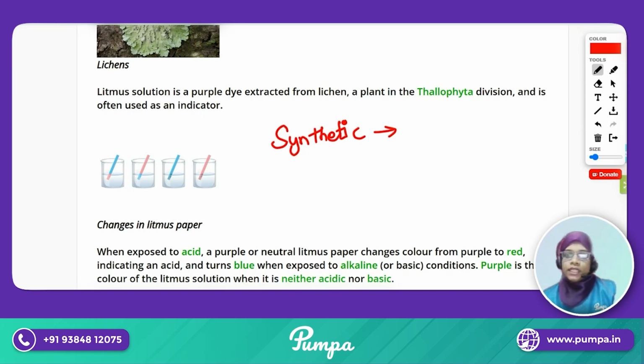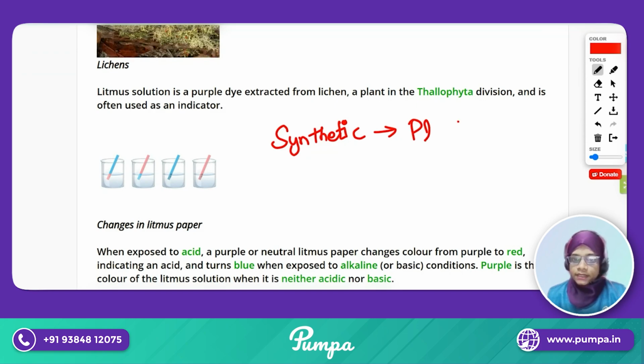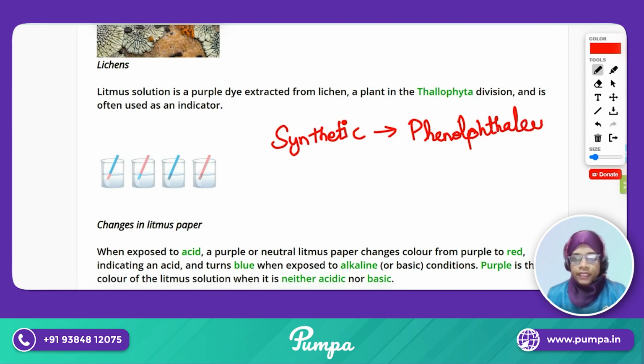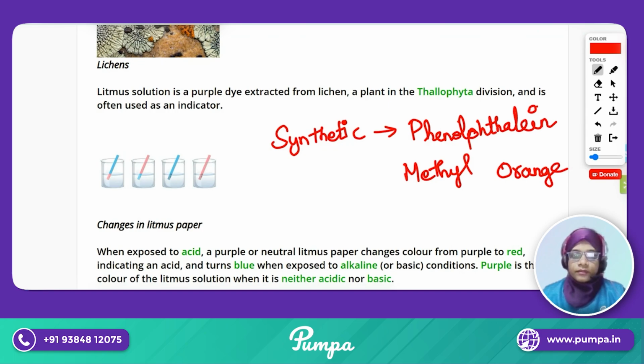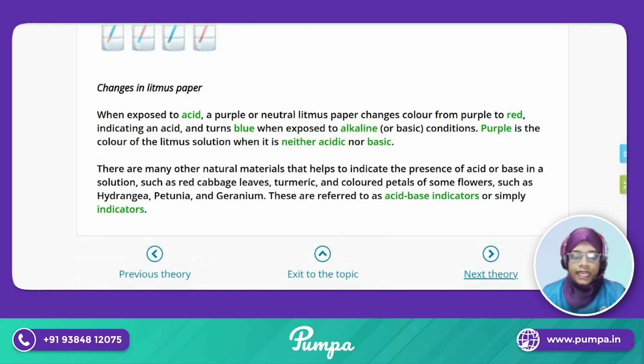Not taken from natural substances. Everything we saw until now is taken naturally from leaves and flowers. Correct? So here it is a synthetic indicator, where we can use two things. One is called phenolphthalein. The name of the indicator is phenolphthalein. The other one we can use is methyl orange. Labs and industries will be using these kinds of indicators. One is phenolphthalein, the other one is methyl orange. So these are the two indicators we have.